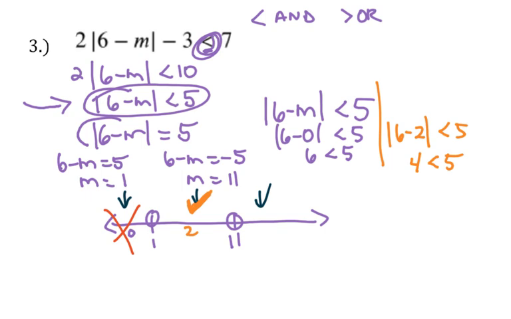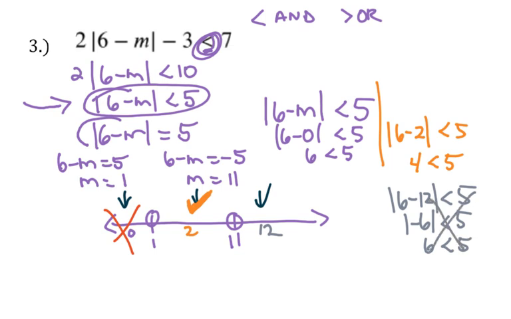And then finally, if I test something greater than 11, like 12, I will get the absolute value of 6 minus 12 is less than 5. Does that make a true statement? This is going to give me the absolute value of negative 6 is less than 5, so 6 is less than 5. That's not going to give us a true statement. So when we look at where we have gotten true answers, our answer will be 1 less than m less than 11, or 1 to 11, just like we did on the previous page.